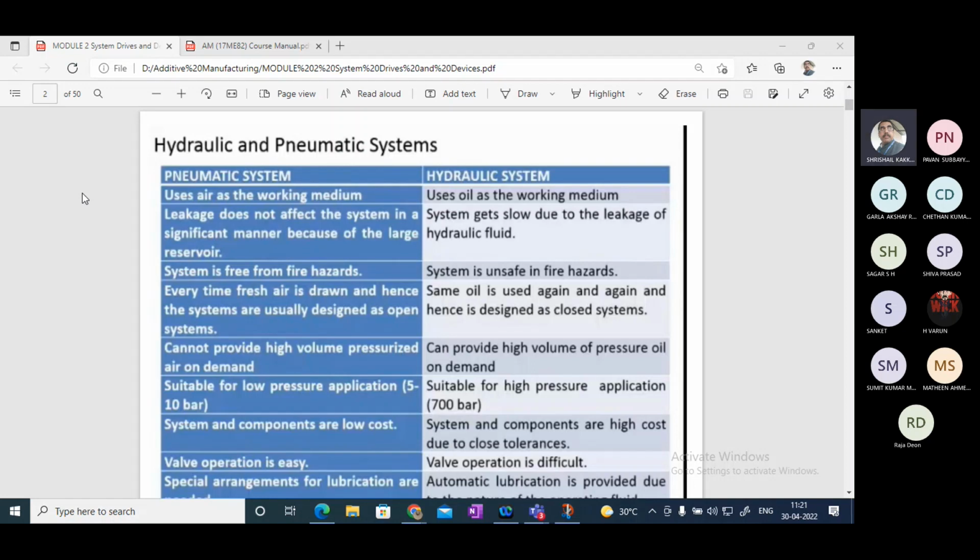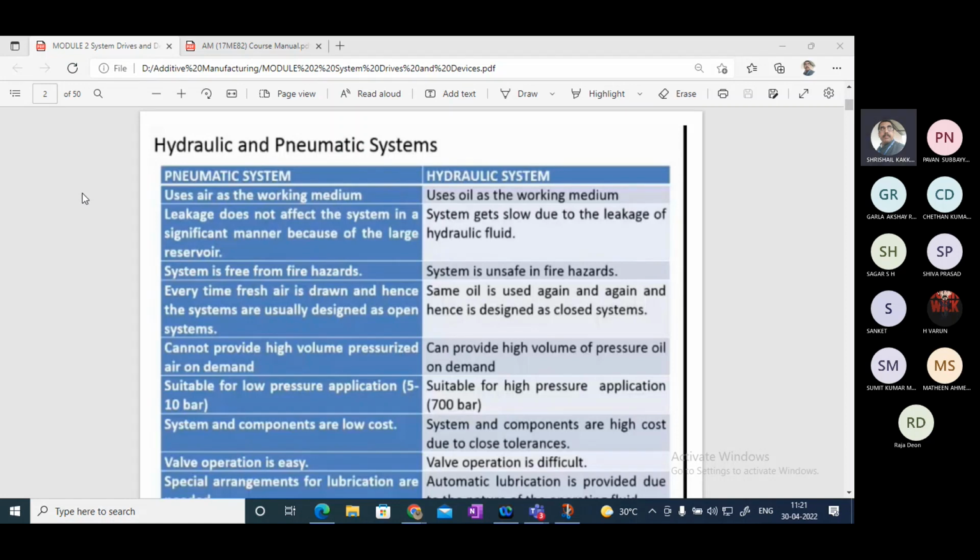And in the case of pneumatic systems, it is not possible to provide very highly pressurized air based on the demand. But here it is possible to create high pressure oil based on the demand. There will be a pressurizing circuit in the circuit itself. We can have pressurizing accessories that will create this pressure. Pneumatic systems are quite suitable for low pressure applications, and hydraulic systems are quite suitable for high pressure applications.